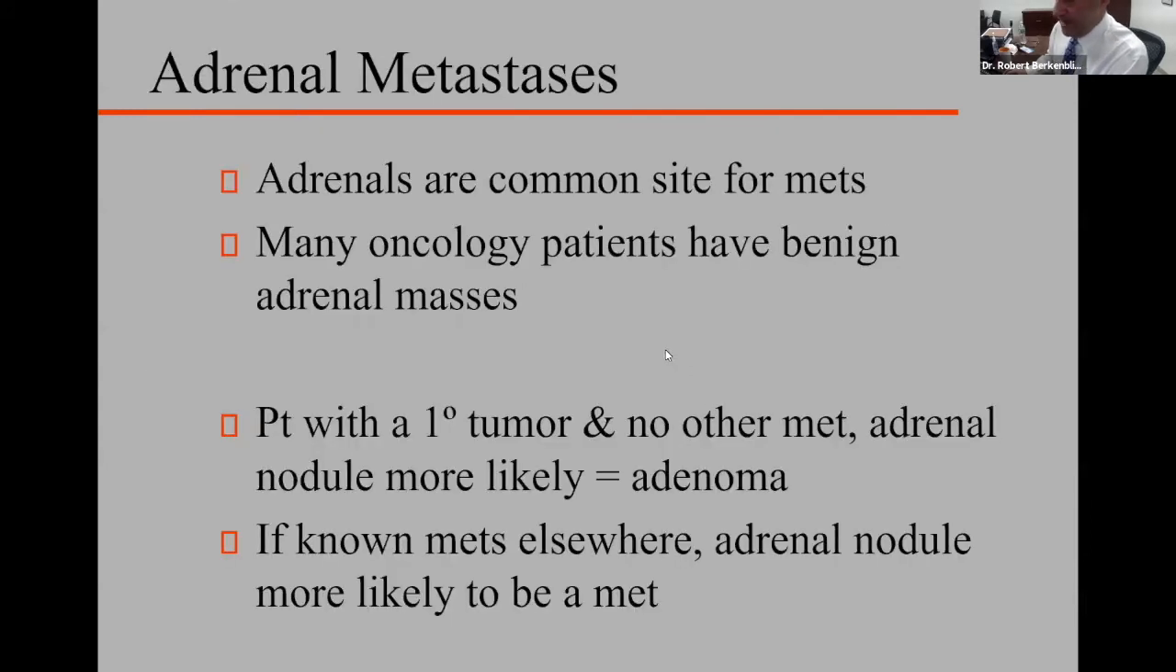What about adrenal metastases? Well, the adrenals are a common site for metastatic disease, but many oncology patients have benign adrenal masses. Remember, we just said about 5% of the general population have non-hyperfunctioning adenomas. In patients with a primary tumor and no other metastasis, the adrenal nodule is more likely to be an adenoma. But if there are known Mets elsewhere, that adrenal nodule is more likely to be a Met. That's good statistically, but if you have an individual patient, you want to know their answer.